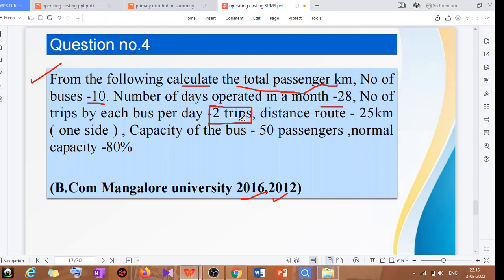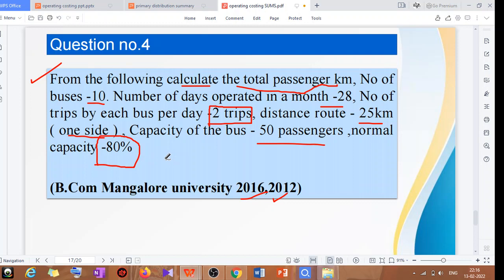If they give 2 trips. Distance route 25 kilometers. So one way it is 25 kilometers. Capacity of the bus is 50 passengers. Normal capacity 80%. So capacity is 50, but in this question what they mentioned, capacity is 80%. It means only out of 50, 80% were there in the bus.